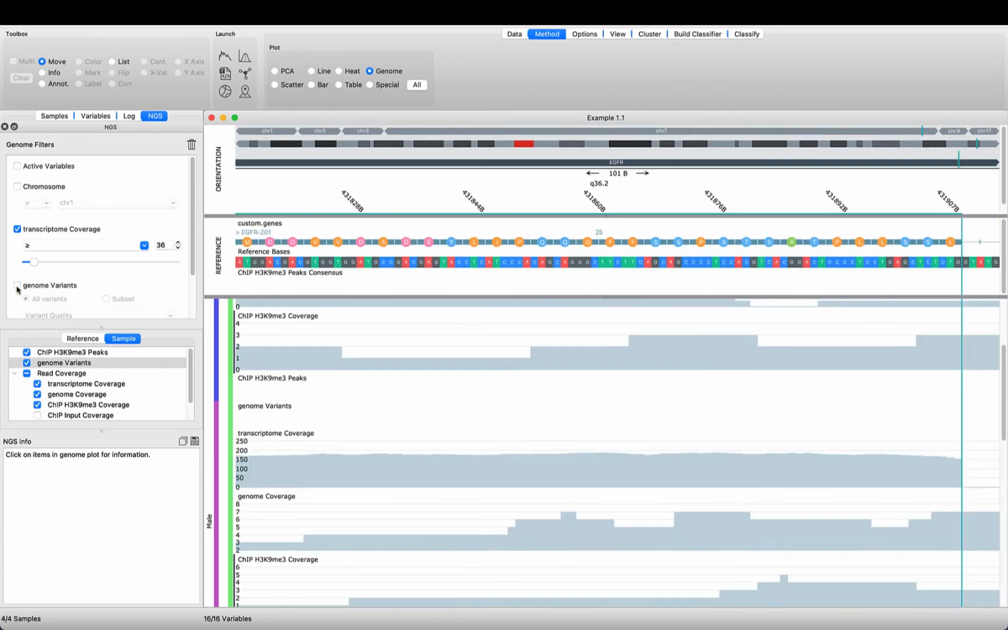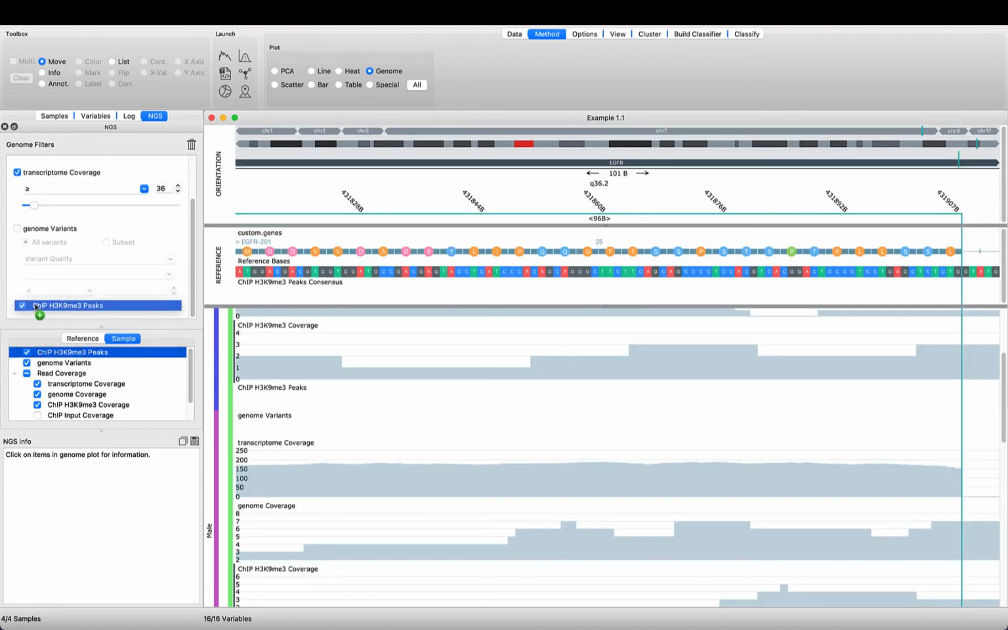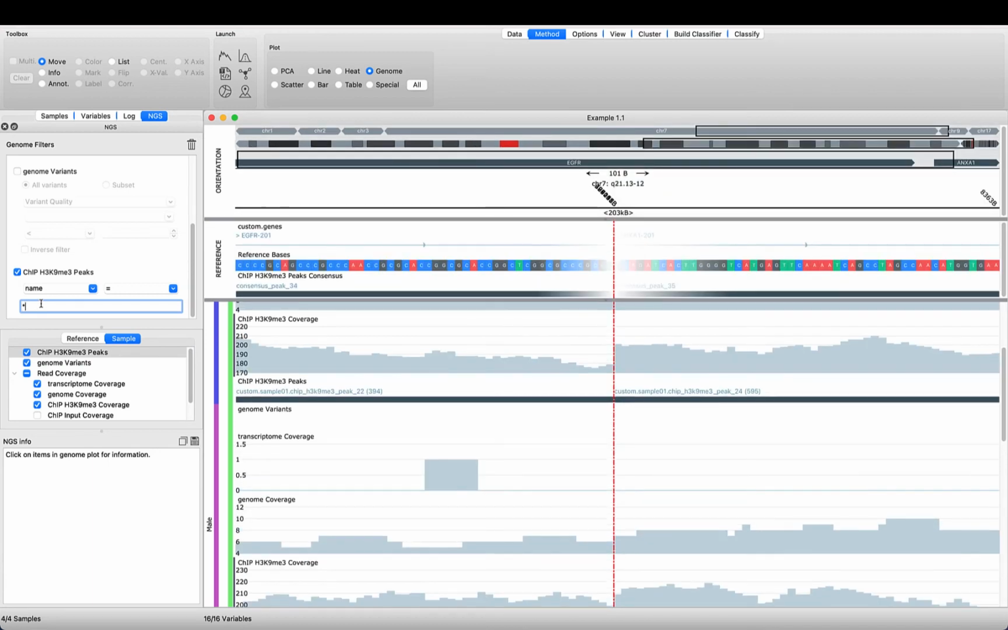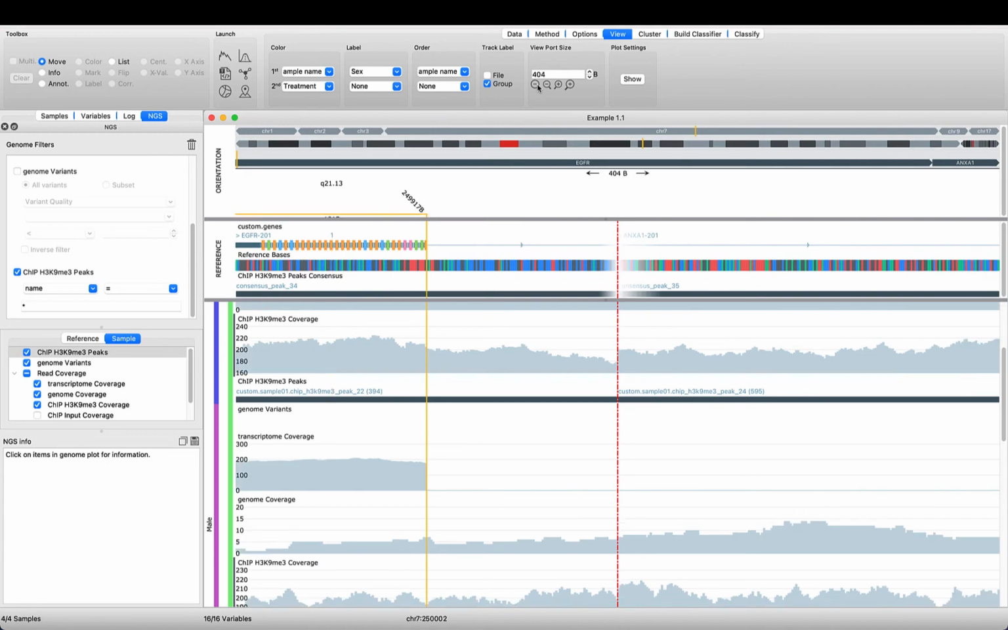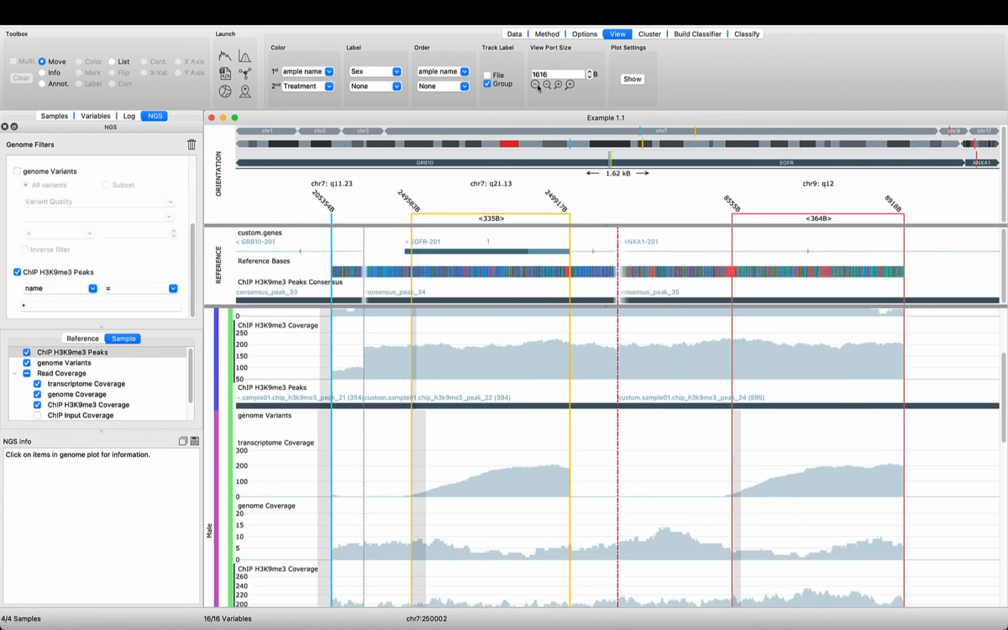The NGS support also includes peak detection for ChIP-seq and ATAC-seq data analysis, allowing the user to quickly find regions of interest such as promoters, structural hotspots, and pseudogenes.